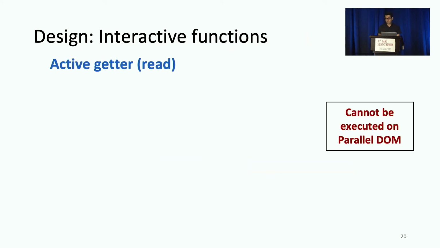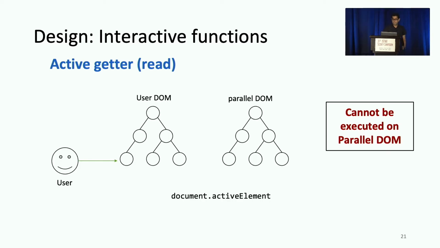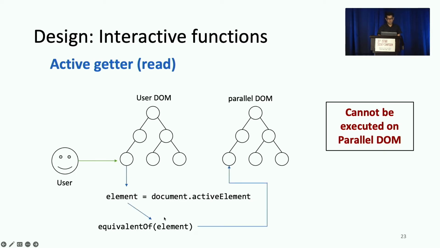The next category of functions are those functions that cannot be executed on the parallel DOM. For example, activeElement. This is a function that returns the element that the user has focus on. The parallel DOM is out of focus. It is in the background, so we cannot run this function on the parallel DOM. What we do in our system is run this function on the user DOM, and then we return the equivalent of the element that is active. So we hide the fingerprint of extensions in this way.